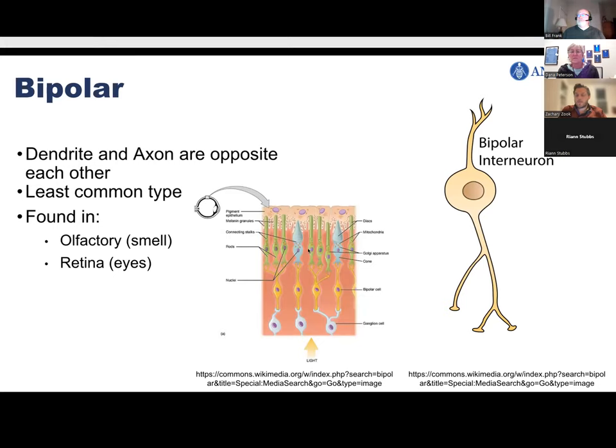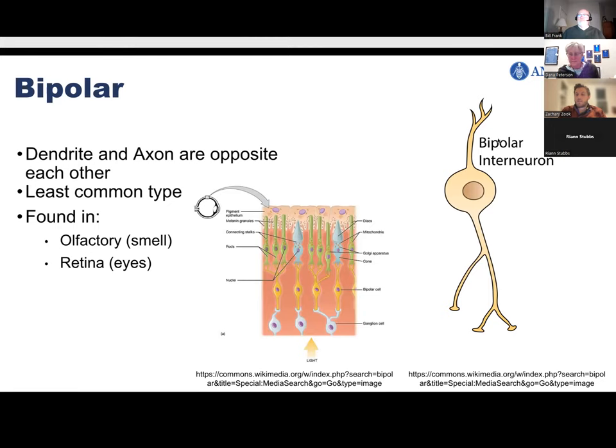But when light hits both of these rods, the combined impulse that gets started will meet up right here. So this is a common dendrite. This impulse is now large enough that it's going to reach this cell body. Then this cell body is going to amplify that signal and send it down through its axon, and then it's going to synapse. In this case, again in the retina and the eyes, it's going to synapse on a ganglion cell, which is going to convey that impulse to your brain.